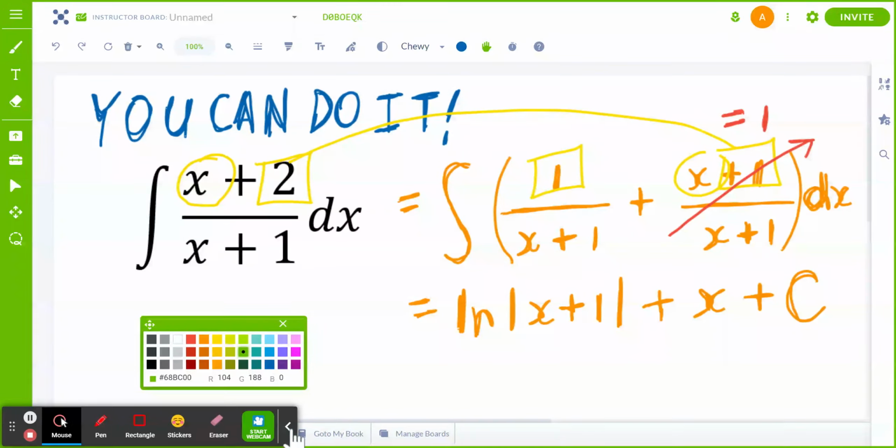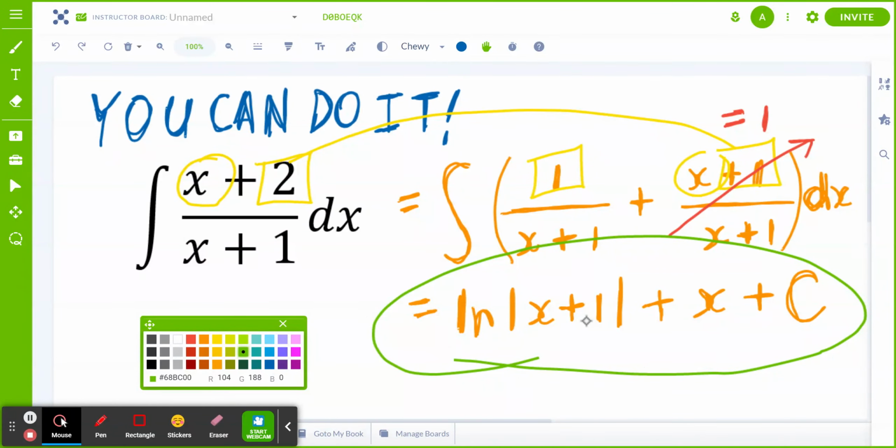Again, how do you know if you're doing it right? Spend one extra minute. Go back, find the derivative of ln of the absolute value of x + 1, plus x, plus c, and you'll get exactly this question back. I hope this makes sense.